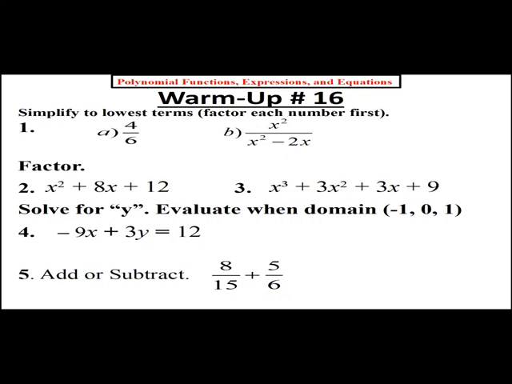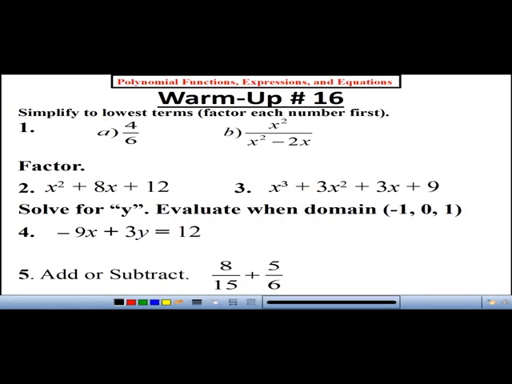For warm-up number 16, it reads, simplify to lowest terms (factor each number first). And they give us for number 1, parts A and B. A reads 4 over 6, or in other words, 4 divided by 6. And for part B, they give us x squared over x squared minus 2x, or in other words, x squared divided by x squared minus 2x.